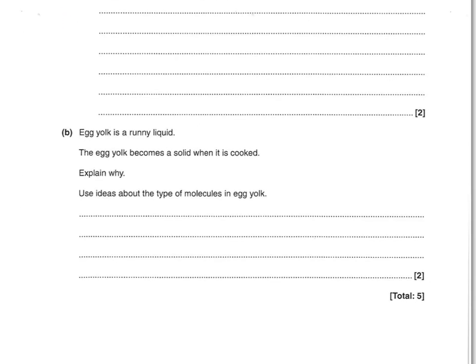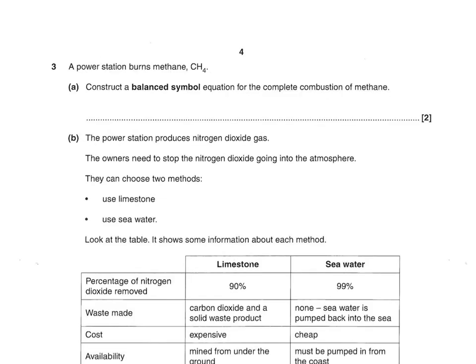Egg yolk is a runny liquid. The egg yolk becomes a solid when it's cooked. Explain why. Use ideas about the types of molecules in egg yolk. So you've got to talk about protein molecules from the egg, and then say that they denature, or you could say that they permanently change shape, or there's an irreversible change of shape. But the word denature would be fine.